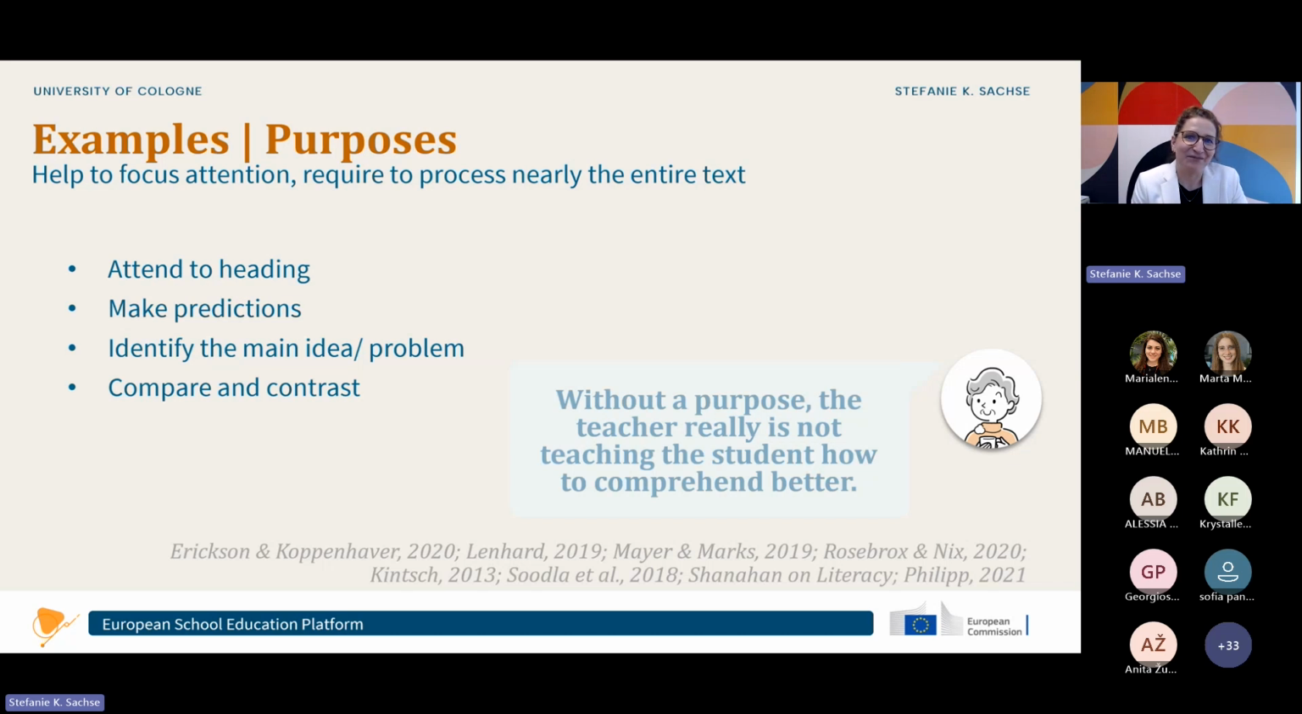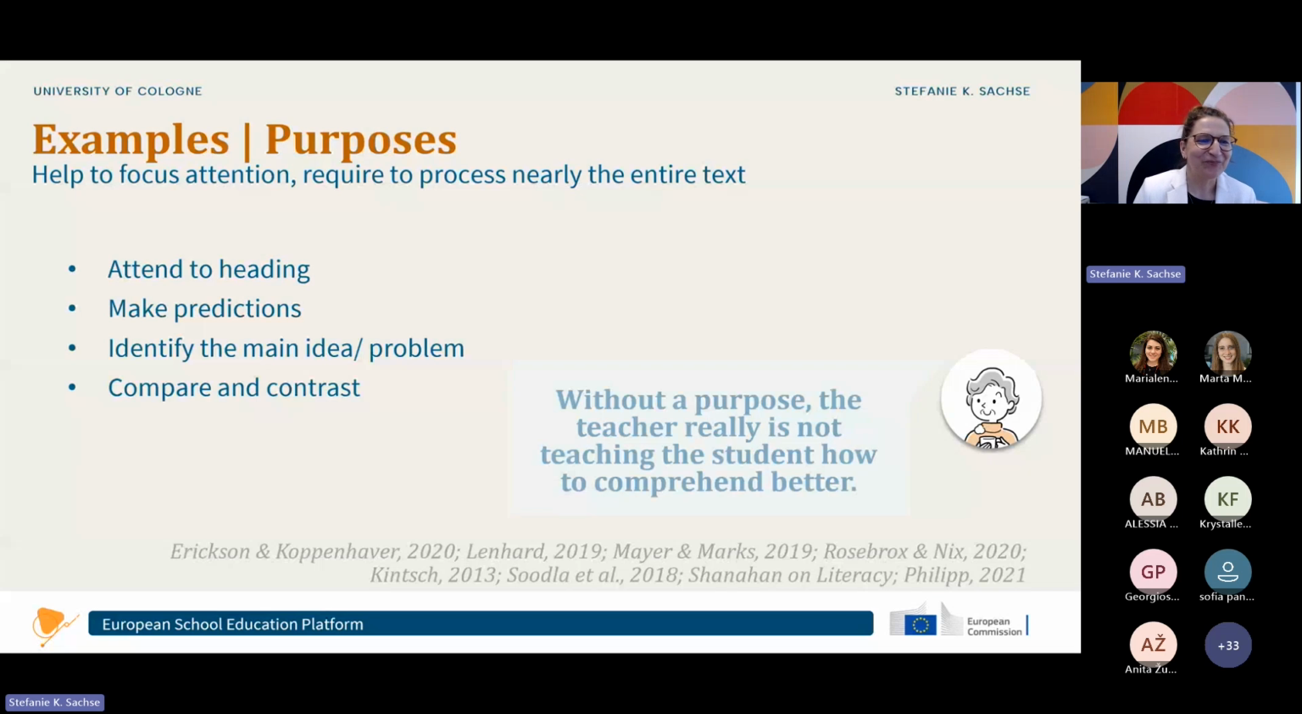We might together identify the idea or the problem, compare and contrast. We do this together in the beginning, guided practice. And it says in the literature, without a purpose, the teacher is not teaching the student how to comprehend better.